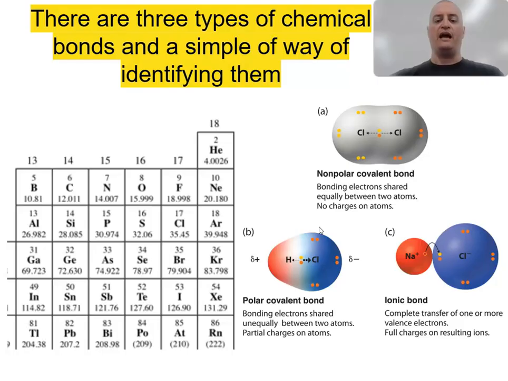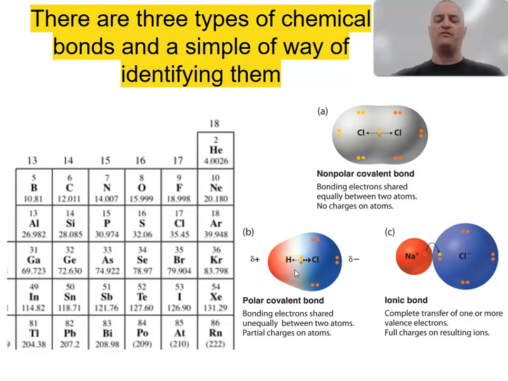If you're going to have an ionic bond, that's between a metal and a nonmetal. So ionic is a metal and nonmetal. Covalent is between two different or the same nonmetals. Only nonmetals for covalent. So you could have a nonpolar covalent bond or a polar covalent bond.